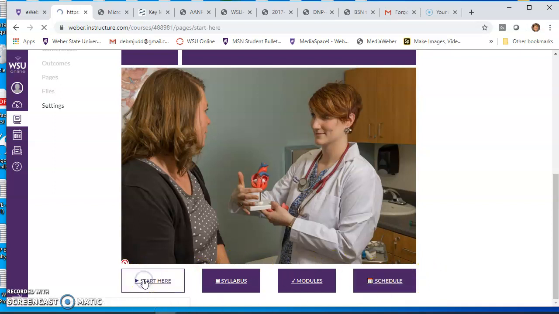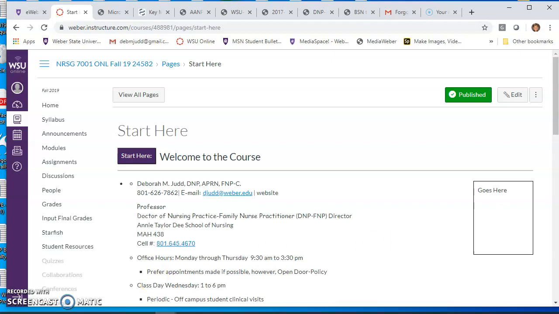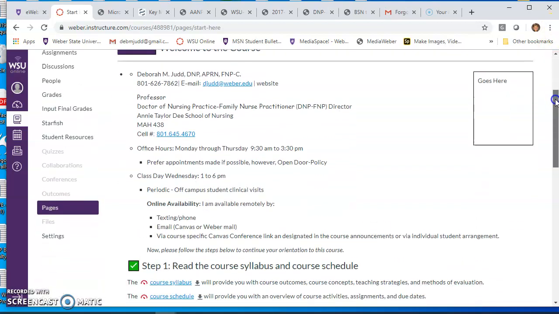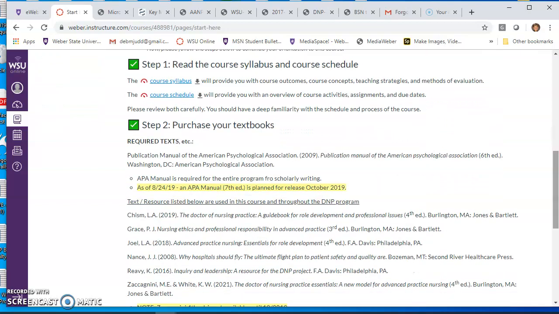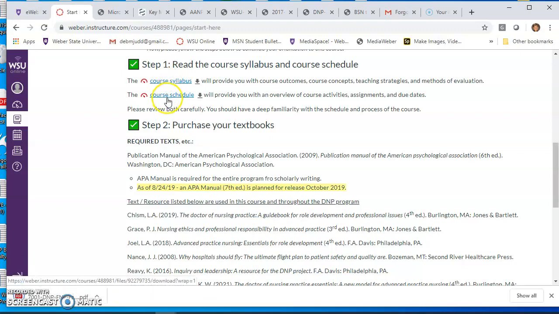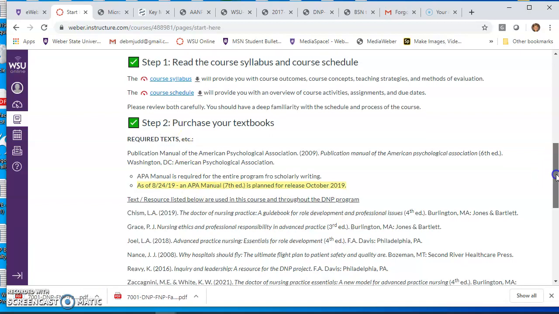The Start Here page is missing my photo and a couple of pieces of information which I will provide for you in the introduction that I'll give to you in the introductory Getting to Know You link next week. And if you click here, there's the course syllabus, and if you click here, there's a course schedule. You can access both of those through this link.